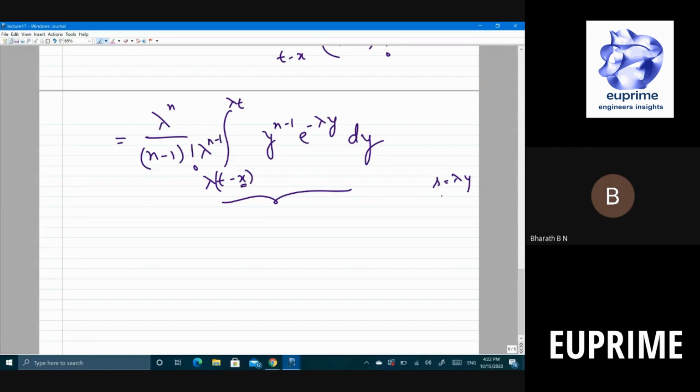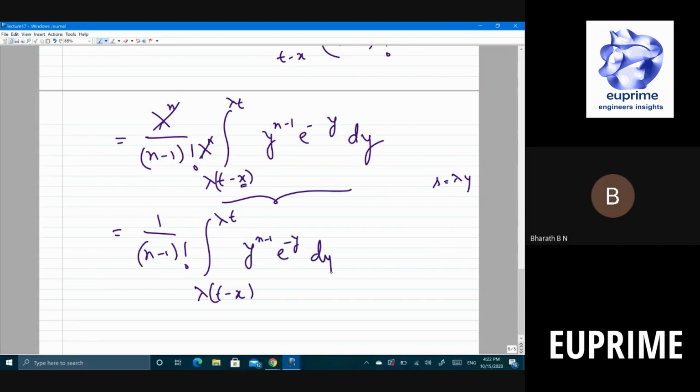Okay. So e power minus s, that is lambda y. dy is ds by lambda, so it will be lambda power n here. They cancel, and this is what you get, right? So 1 over (n minus 1) factorial, integral from lambda (t minus x) to lambda t of y power n minus 1 e power minus y dy, right? This is what we have. Is that fine? Yes, sir.